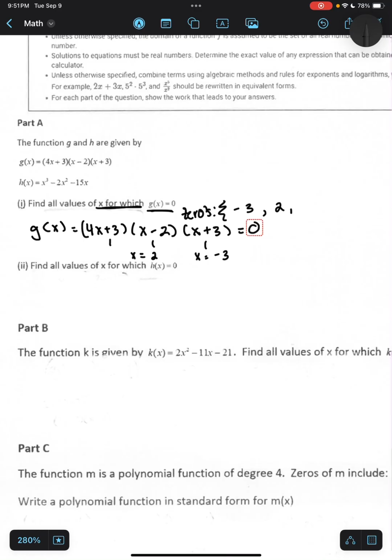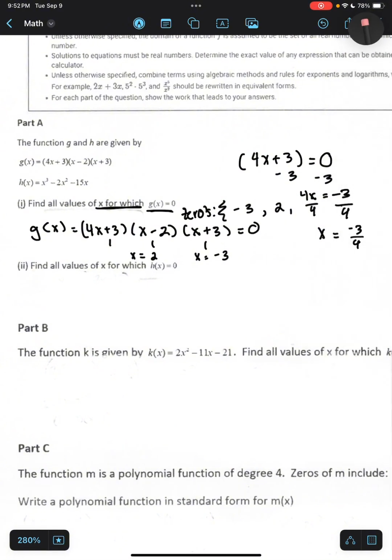And then over here, 4x plus 3 equals 0. Okay, we subtract the 3 from both sides. So 4x equals negative 3, divided by 4, divided by 4. X equals negative 3/4. Okay, so now that is one of our zeros as well, and then we set it into our zeros.